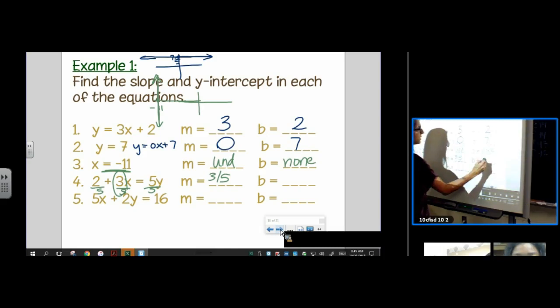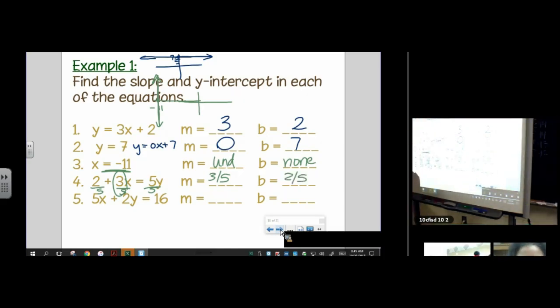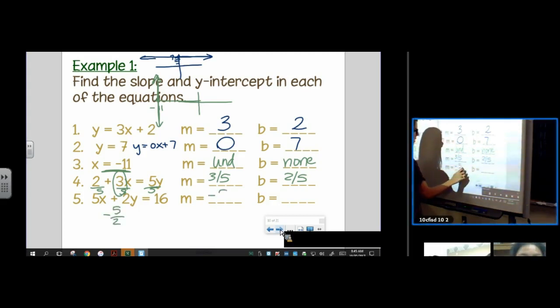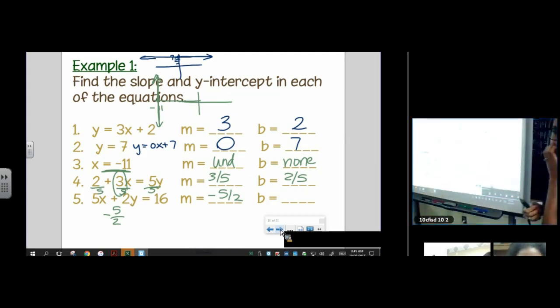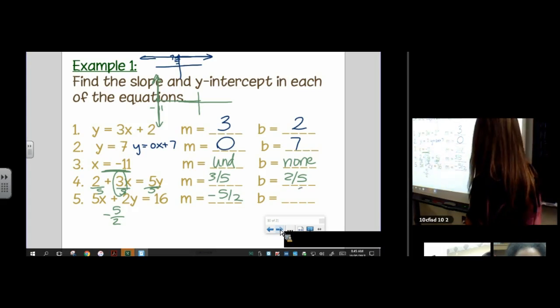The y-intercept is 2/5. And then here I could use my new trick, negative a over b for my slope, but then to get my y-intercept I would still have to do the work. If you can tell, it'll be 8. It'll be 8. Okay.